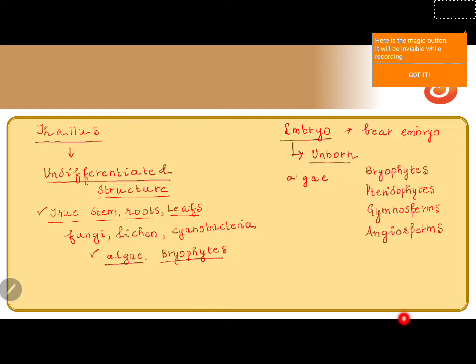So, algae are aquatic embryophytes, that means the plants which live in water, which hold the embryo for nourishment and protection. Whereas bryophytes being amphibians, and these other four are terrestrial embryophytes.